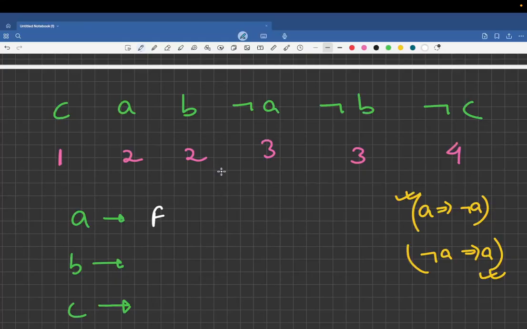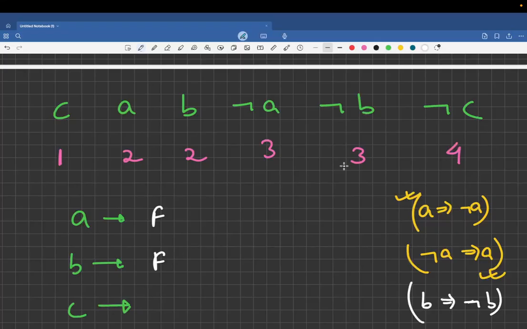Similarly for B, the component number of B is 2 and the component number of not B is 3. So there might be the case where B is implying not B. There might be the case, right? So in this case, I will assign the variable B as false.